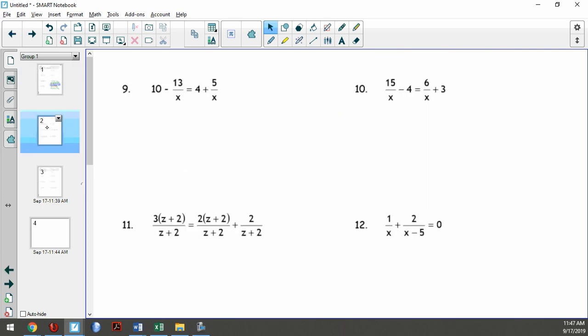Number 9, where are we at? Kevin, number 9. 10x minus 13 equals 4x plus 1. Excellent. Number 10. Mason. Kevin. 13 minus 4x equals 6 plus 3. Excellent job again. Number 11. Caleb.